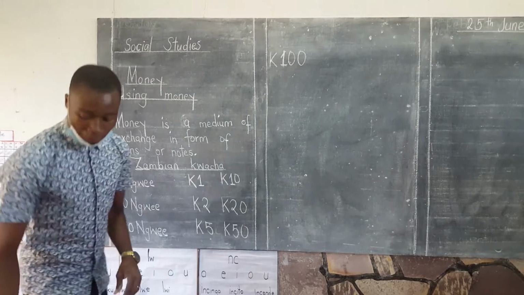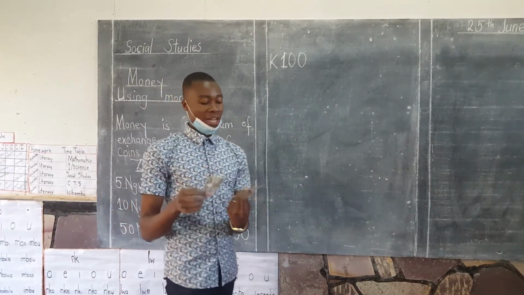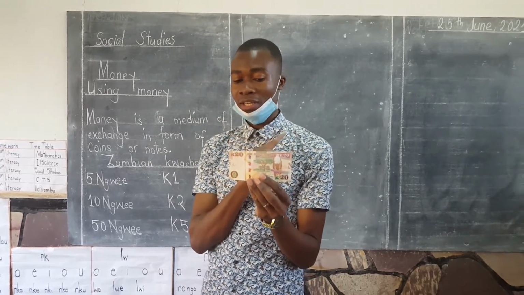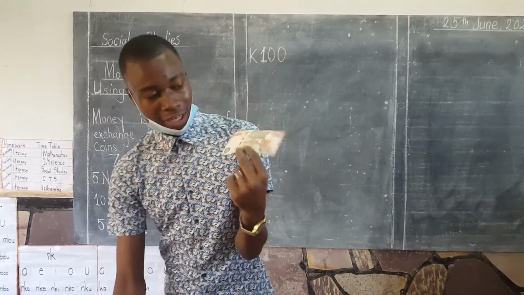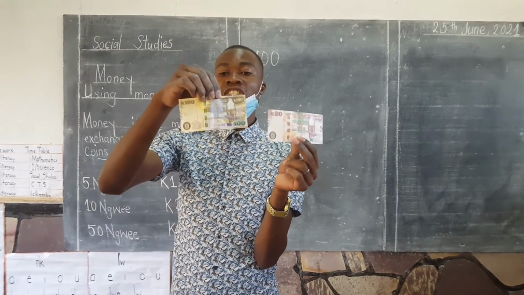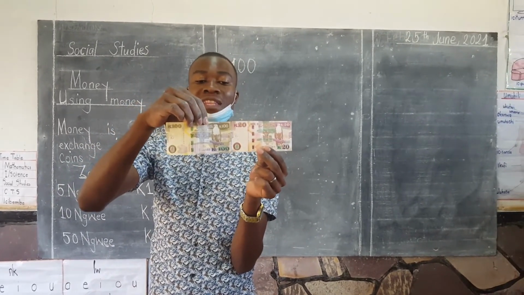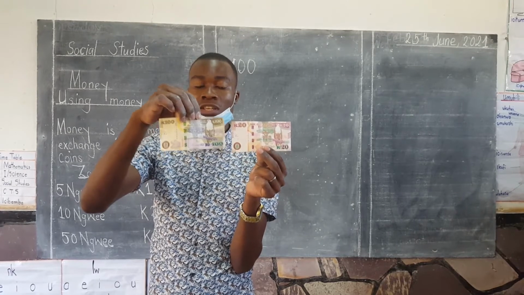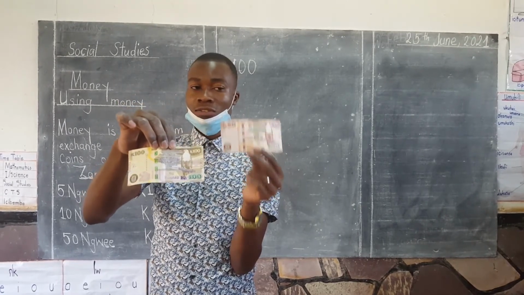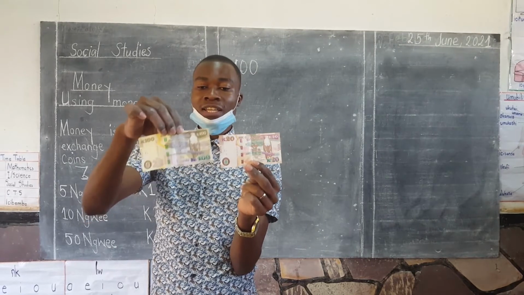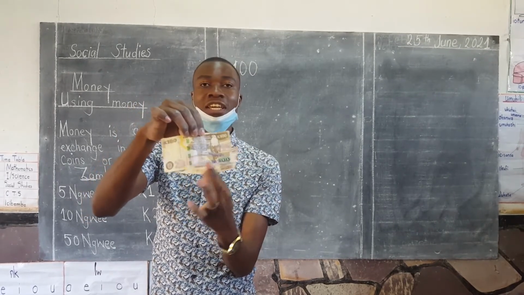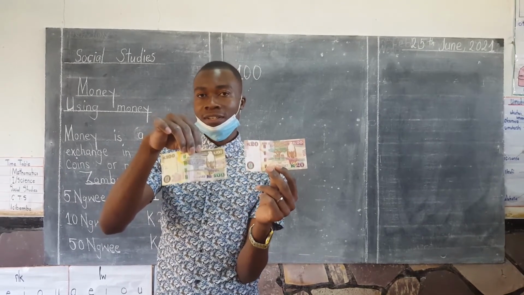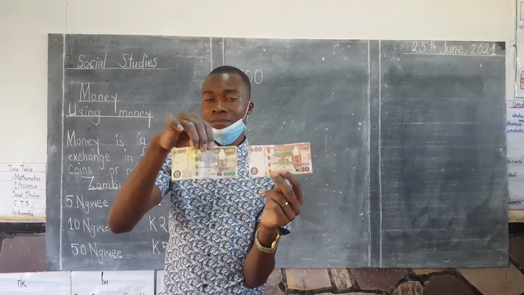Now, from the same notes that we have in Zambia, there is one common thing that I would love you to tell me. Okay, look carefully. If you look at this note, they are having something that is common. You look at the 100 kwacha, look properly at the 20 kwacha. There is something that is appearing here. It is also appearing on the 20 kwacha. I would love you to take your time.